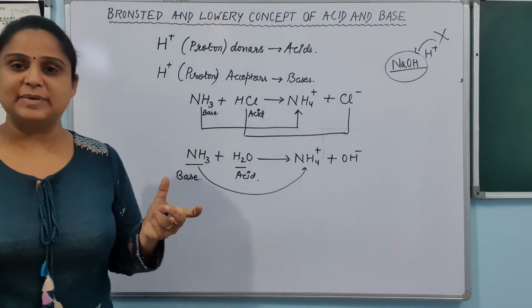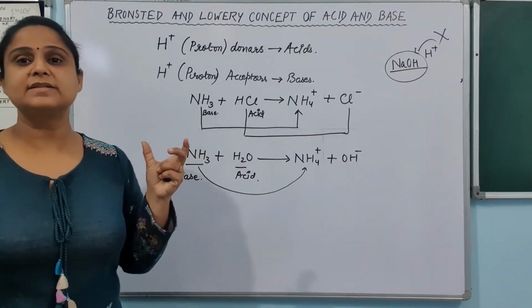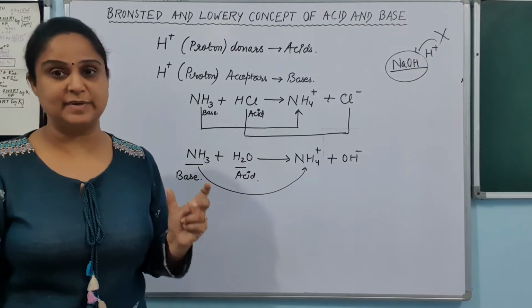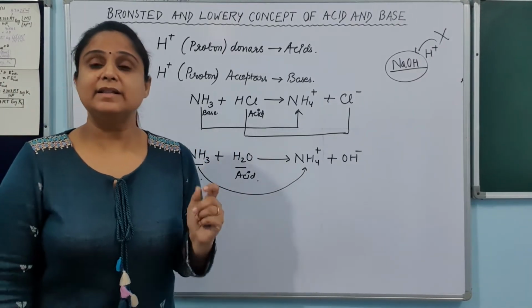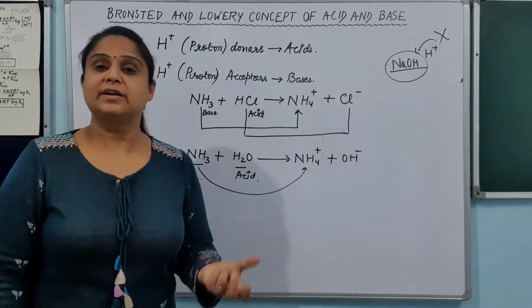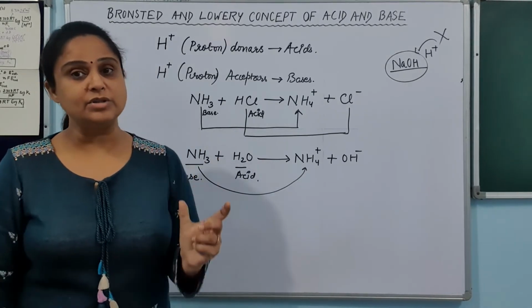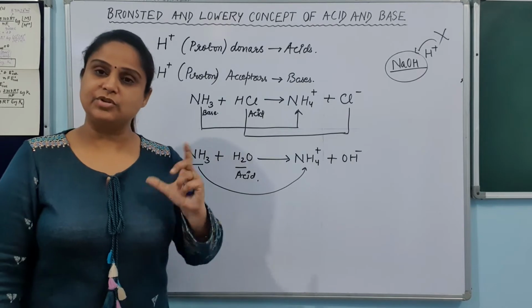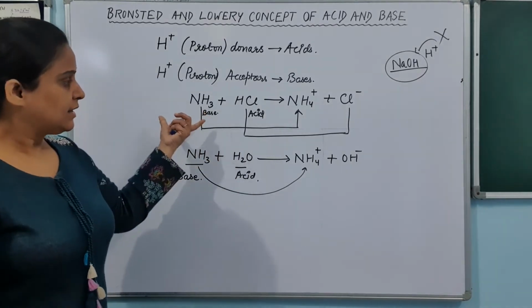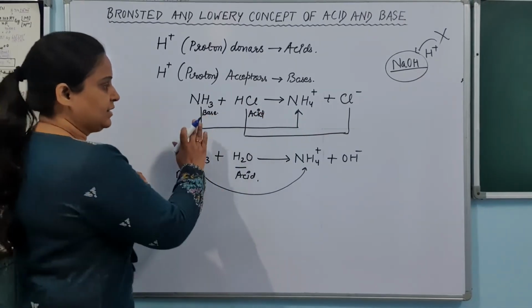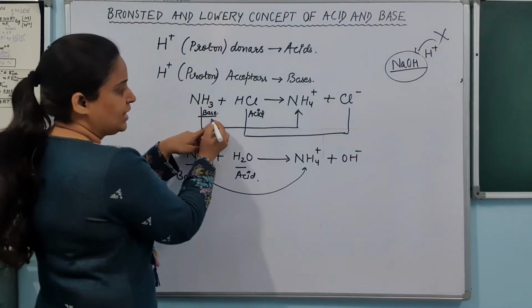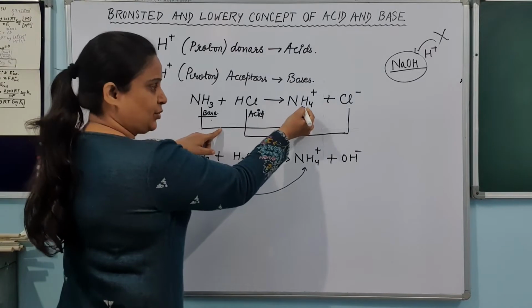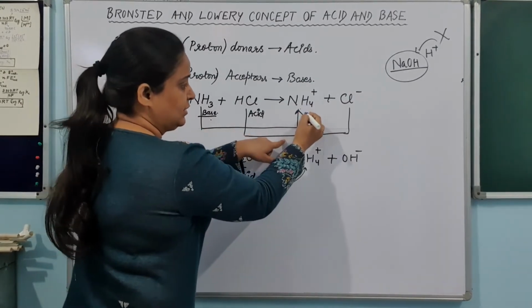They are present in pairs, and these pairs we call conjugate acid and base pairs. The very special thing about the Bronsted-Lowry concept is that they have explained the concept using the terms conjugate acid and conjugate base. Now what are conjugate acid and base? Observe here: these are present in pairs. For example, if this is a base, it has accepted the proton and converted into a substance.